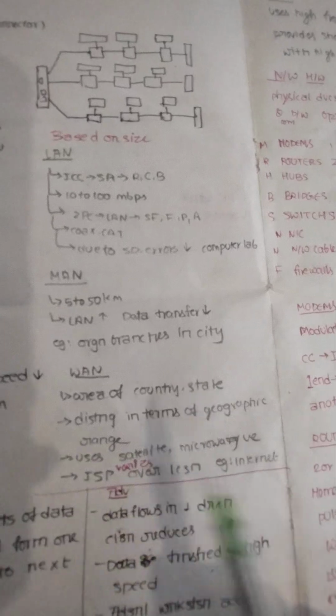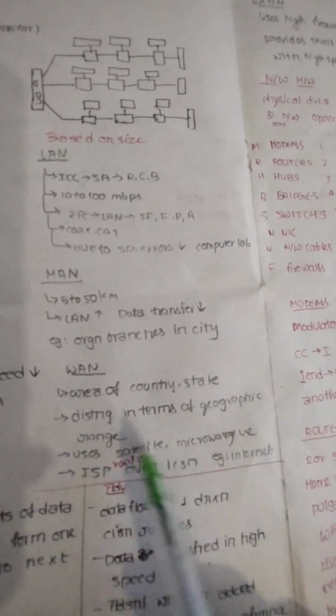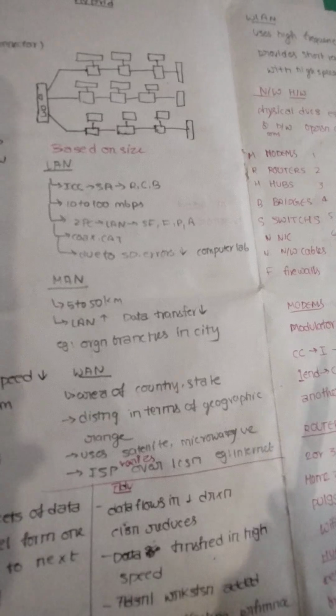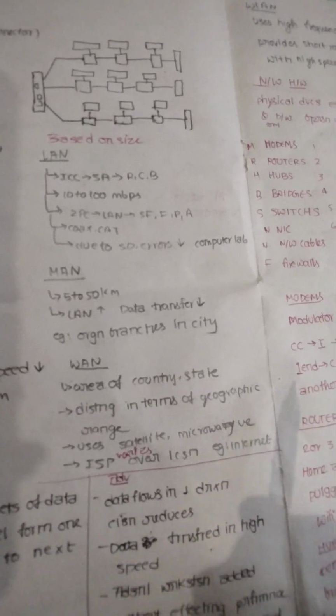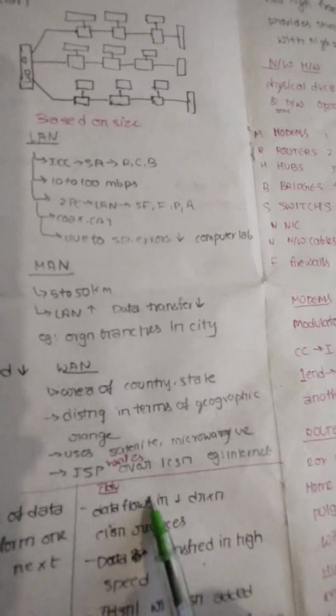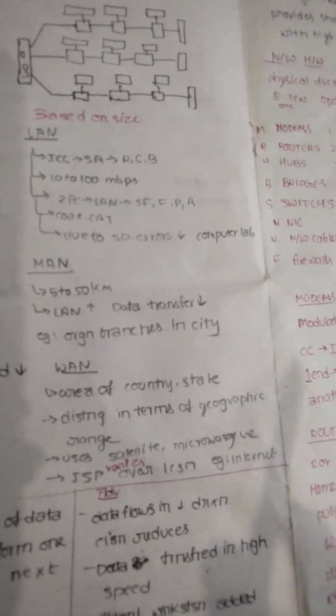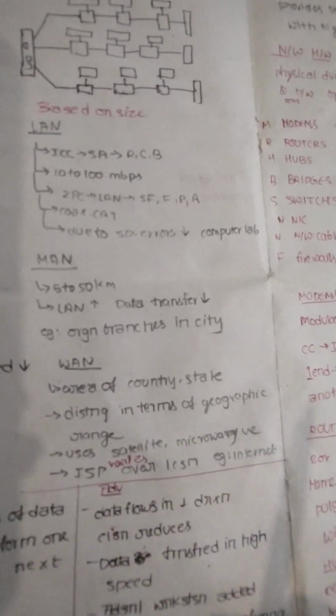And what is WAN? WAN covers an area of a country or state. WAN is used across a country. If a company has many branches throughout the country, like Reliance or Tata Docomo, it is distinguished in terms of geographic range. Based on the environment, it will change. It uses satellite and microwaves. What is ISP? ISP is Internet Service Provider. It is used in this WAN network. It varies over location. Example, internet. Okay, so we have seen about networks based on size.